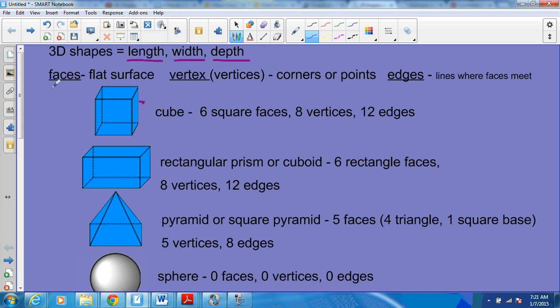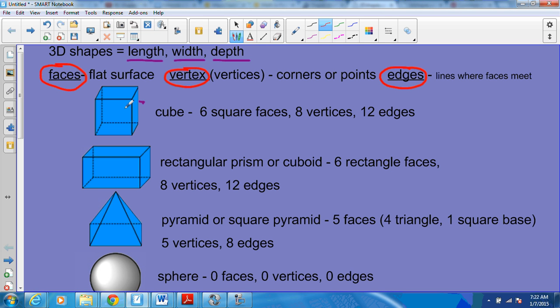So, when you're talking about 3D shapes, they have attributes or ways to describe them, and there are three of them. You can describe them with the faces, the vertex or vertices if you're talking about more than one, and the edges. Okay? The face of a 3D shape is the flat surface that a shape has. The vertex or vertices are the corners or points that it has. And the edges are the lines where the faces meet.